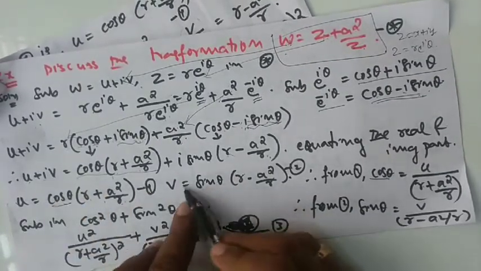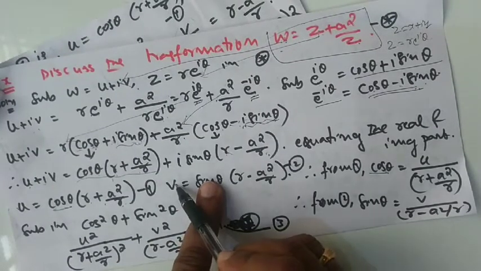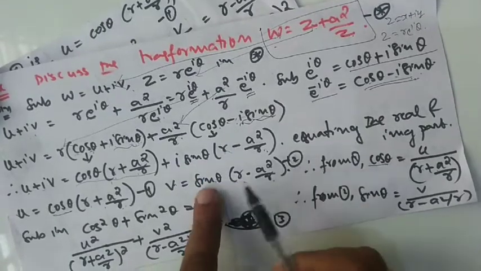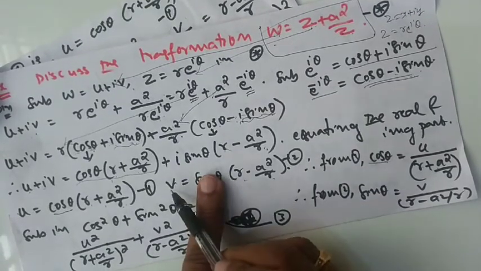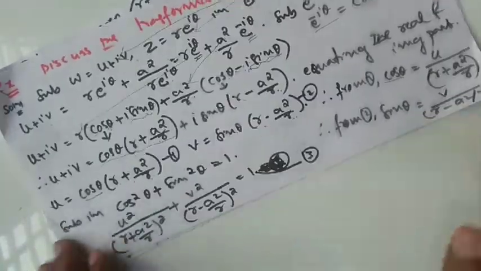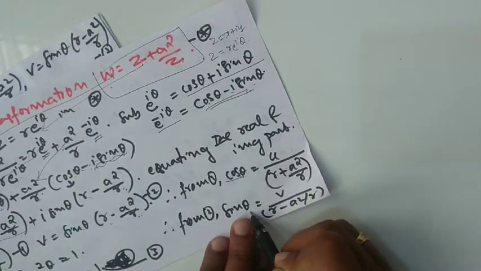Now, from equation 2, what is sin theta? Sin theta is equal to V divided by R minus A squared by R. So I have calculated cos theta, and I have calculated sin theta.